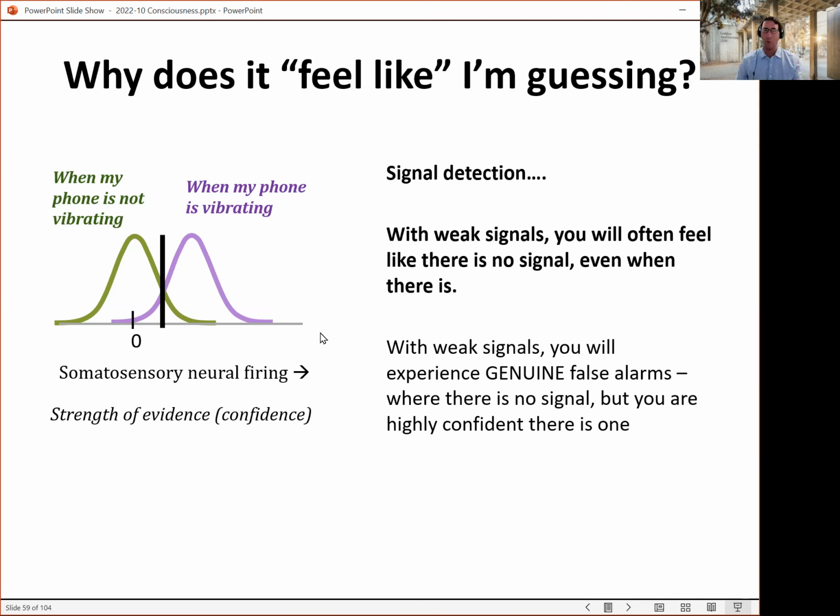If it was really a continuous signal detection theory, there's two parts to this. One is if you have a really weak signal, if these two distributions are pretty much on top of each other, then you're often going to feel really not confident. You're going to have to set your threshold really low, and you're going to feel like you have no idea, even though there's just one continuous signal. The other is that you're going to experience genuine false alarms. You really do feel your phone vibrate when it does not vibrate sometimes, or you hear your baby when they didn't really scream. This green part of the distribution, sometimes you really have genuine false alarms.